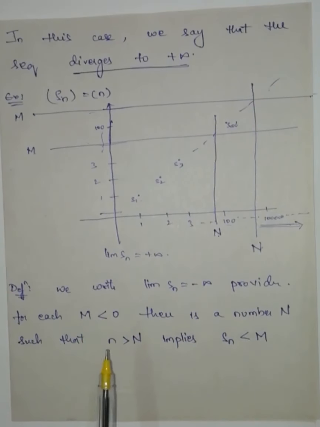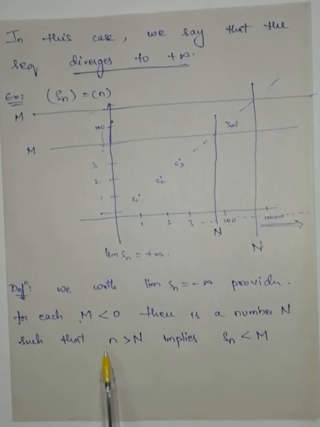This means if I take any M less than 0, that is, a negative real number, there is a capital N such that after capital N, if I take any natural number, its term should be less than that one. If I take minus 100, I will get a natural number N, and after that, any term is less than minus 100. Not only minus 100, I can take a much smaller number.